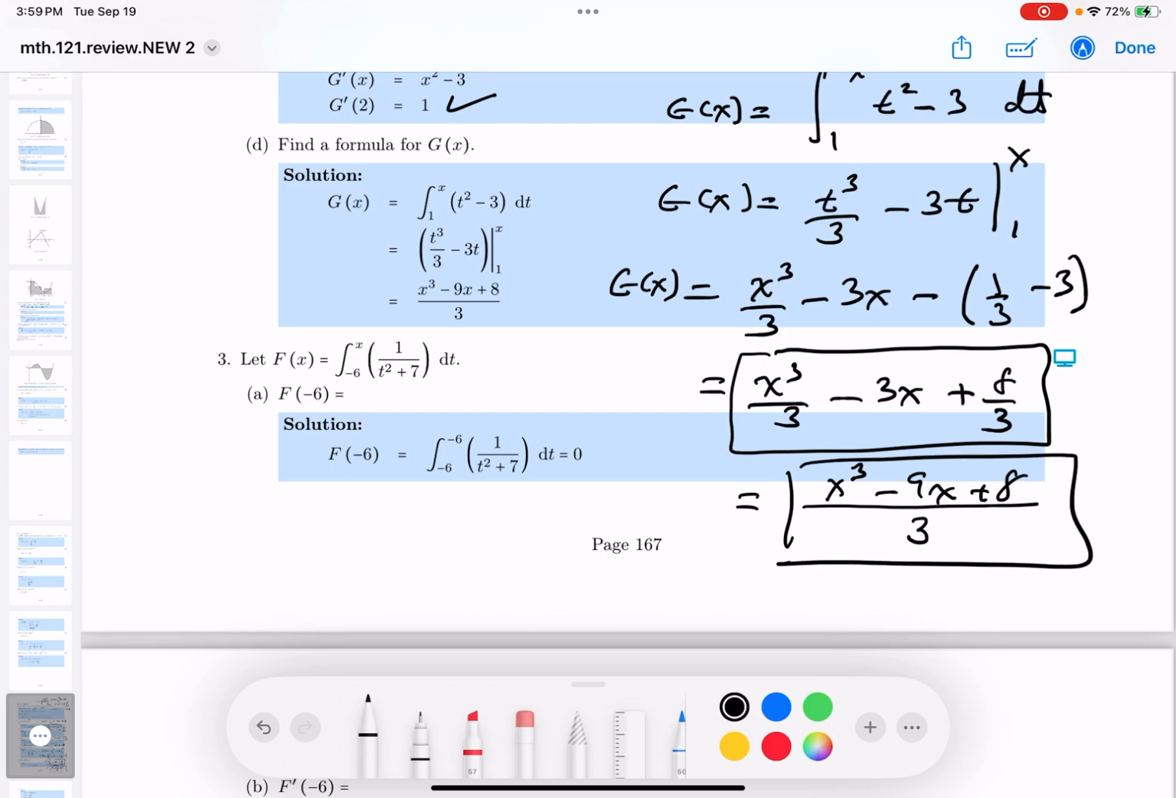All right, let's look at the key, see how we did. And I see this answer listed over here. That's x cubed minus 9x plus 8 over 3. By the way, this answer is also good. Don't think one is better than the other. Thank you.